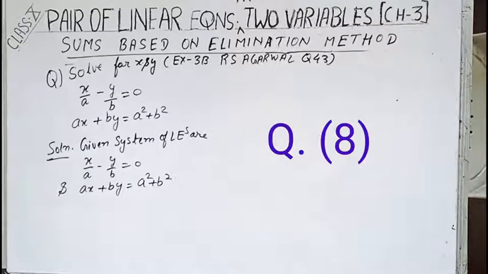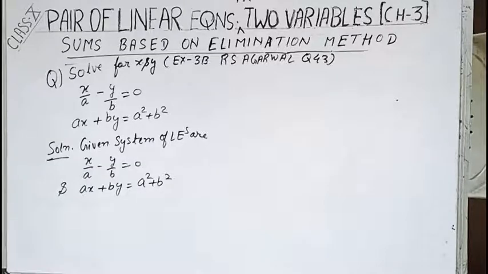Continuing with the sums based on elimination method, let us solve one more sum, which is question number 43 of R.S. Agarwal exercise 3B. The question is: solve for x and y, and the equations are x by a minus y by b equals 0 and ax plus by equals a square plus b square. So let us solve it.